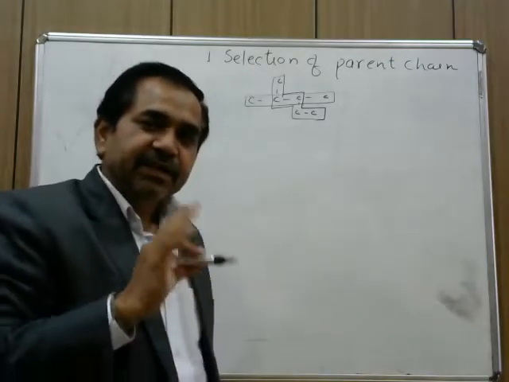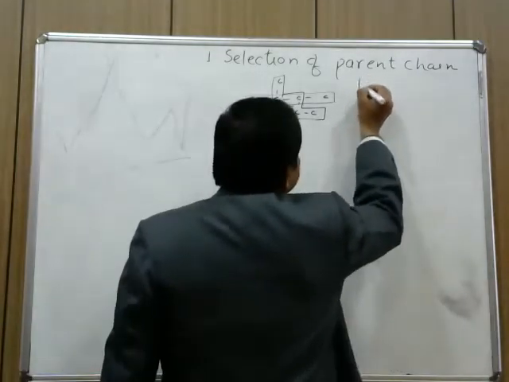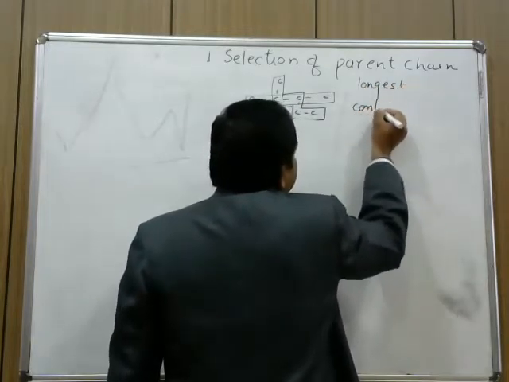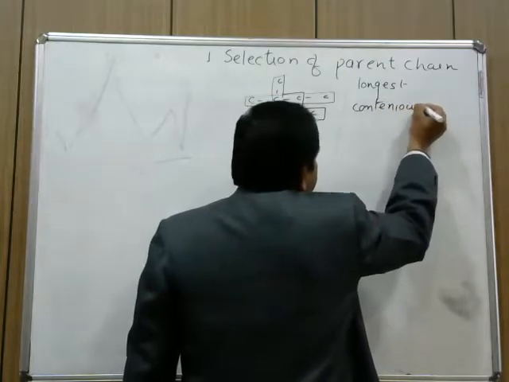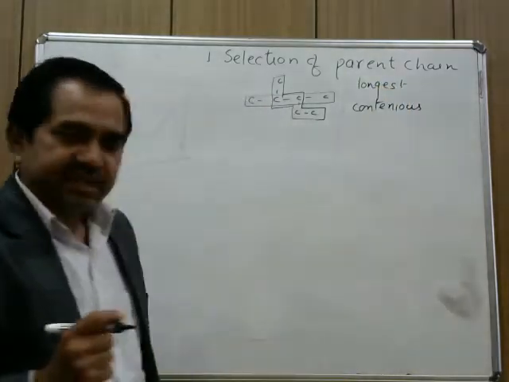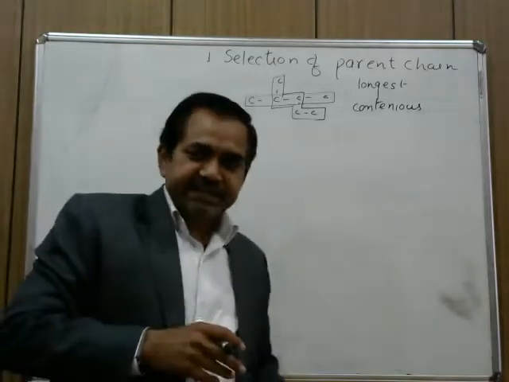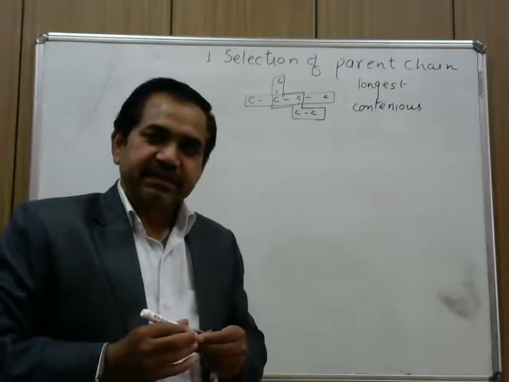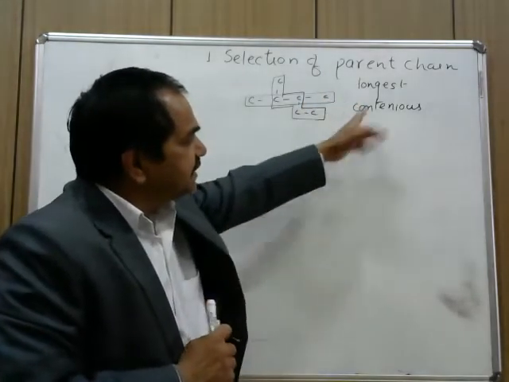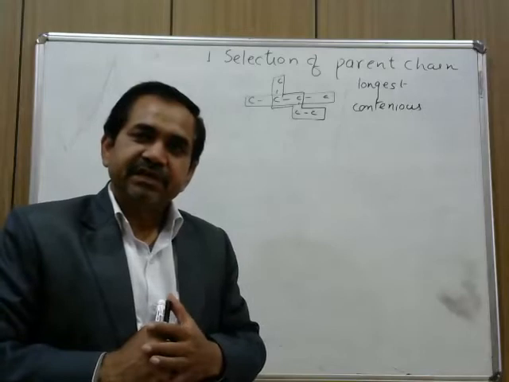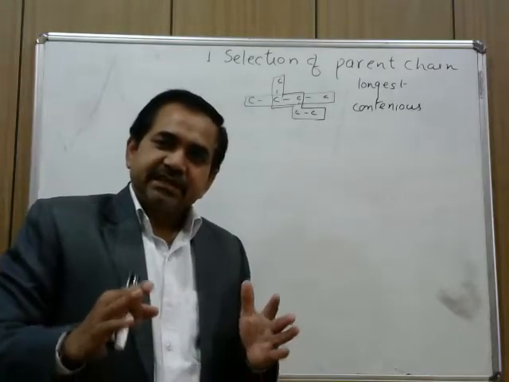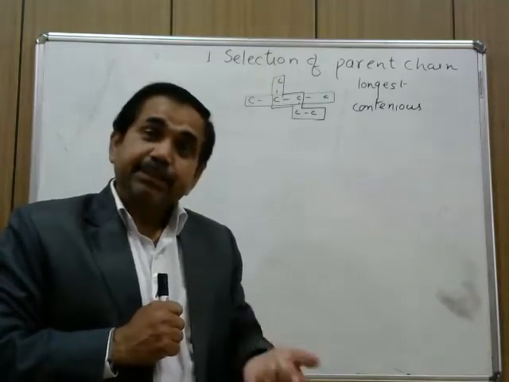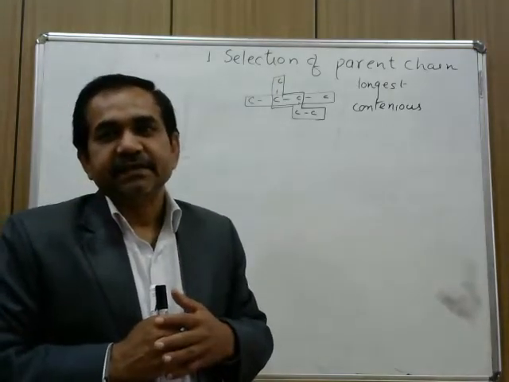So we take a longest and continuous chain of carbon atoms. Whether it is straight chain, fine. It is zigzag chain, okay, no problem. But we must choose a longest and continuous chain. Continuous means if any other atom except carbon is present, then chain is broken.